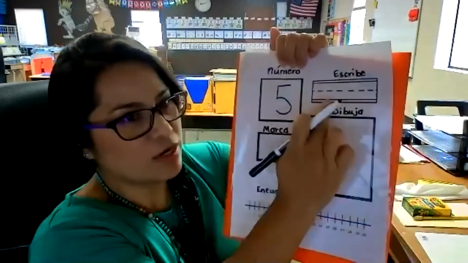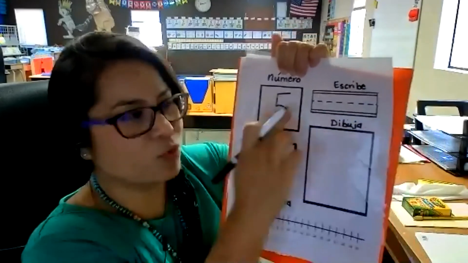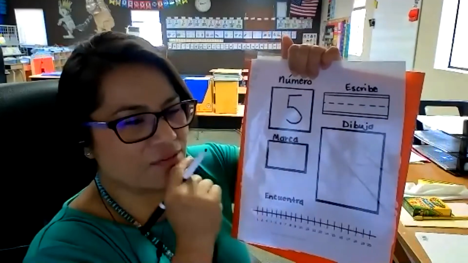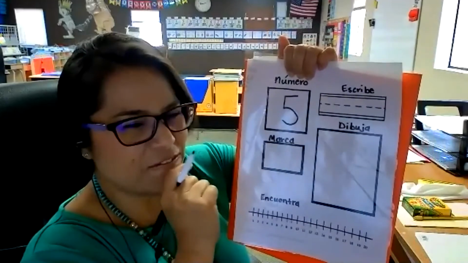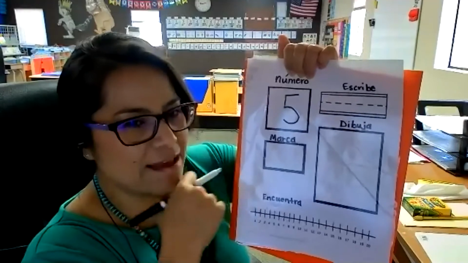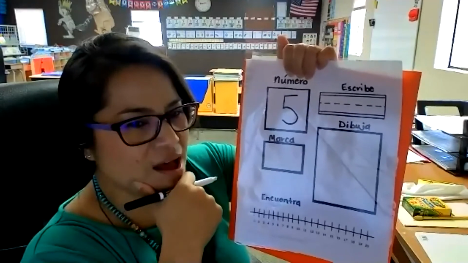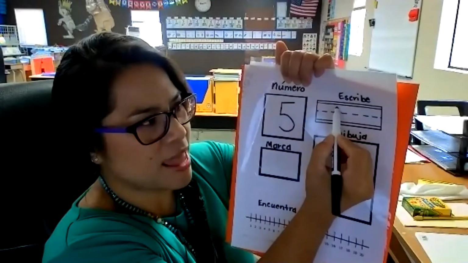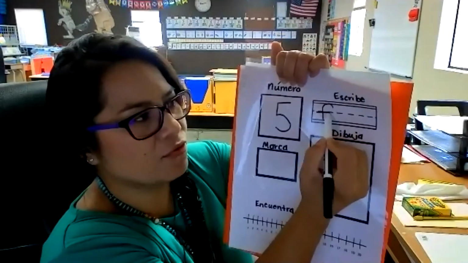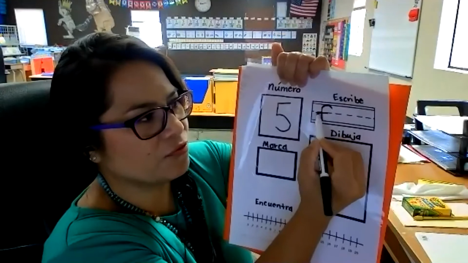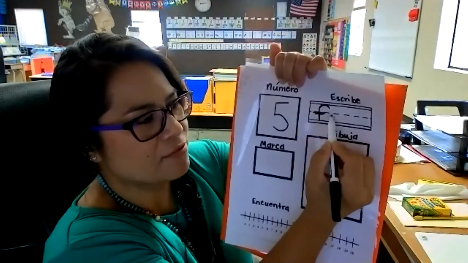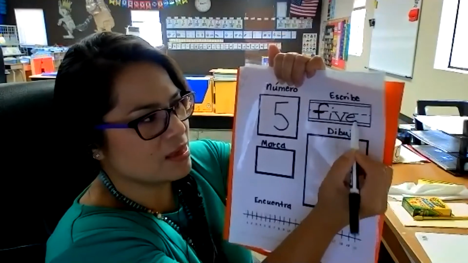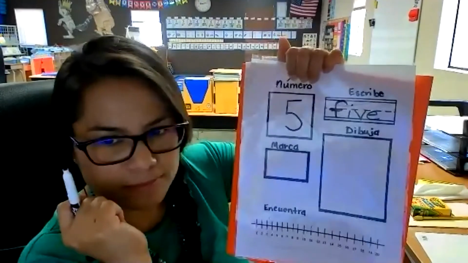Okay. Now we're going to write the word 5. What do you guys hear? That first letter sound. What is it? 5. What makes a f sound? Okay. Go ahead and write it. It's an F makes a f. I-V-E. 5. Okay.